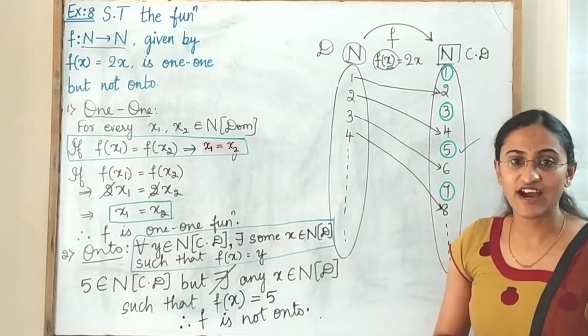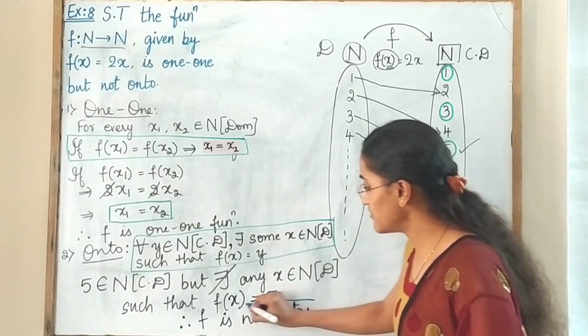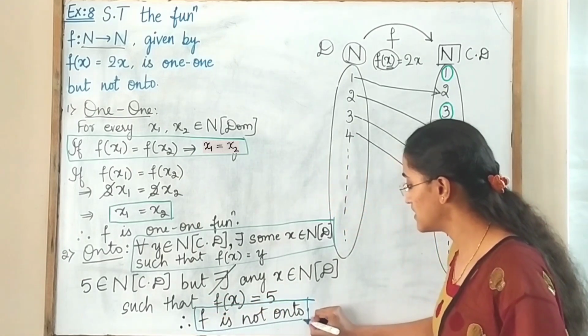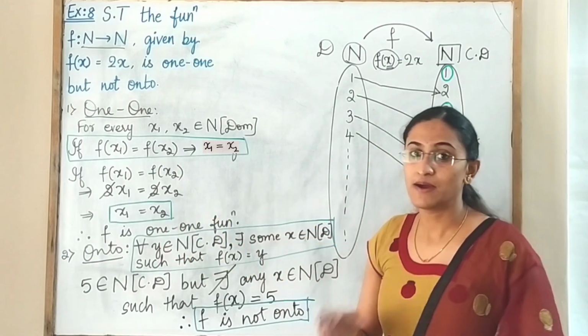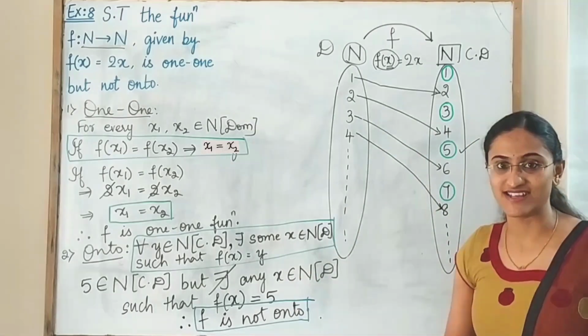And hence we have now proved that the given function f which is defined from N to N is a one-one function but not an onto function.